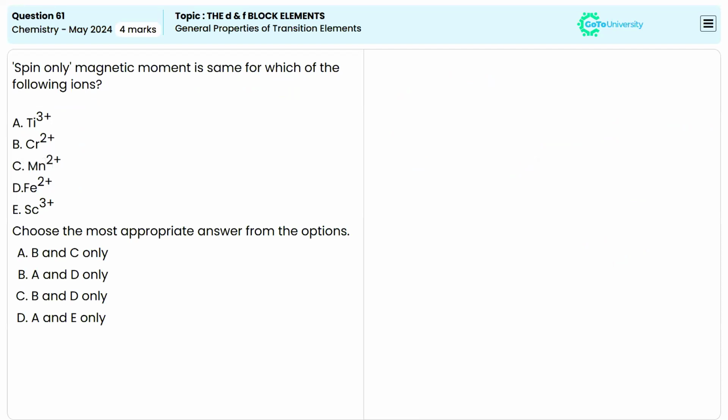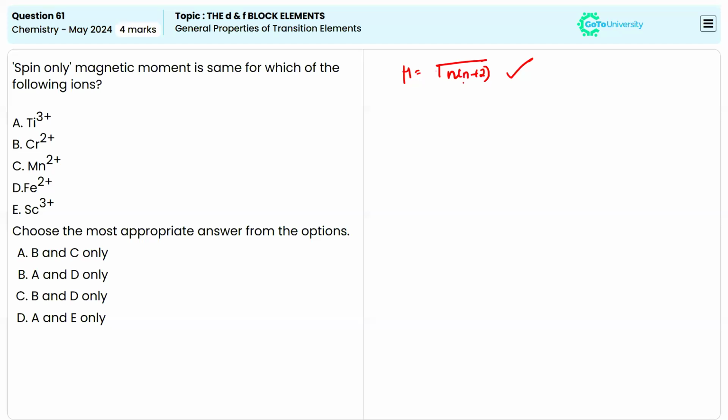The spin-only magnetic moment is the same for which of the following ions? First, we have to know the formula to find the spin-only magnetic moment. We have the equation to calculate the magnetic moment: mu is equal to the square root of n into n plus 2. This is the equation to find the spin-only magnetic moment, right?